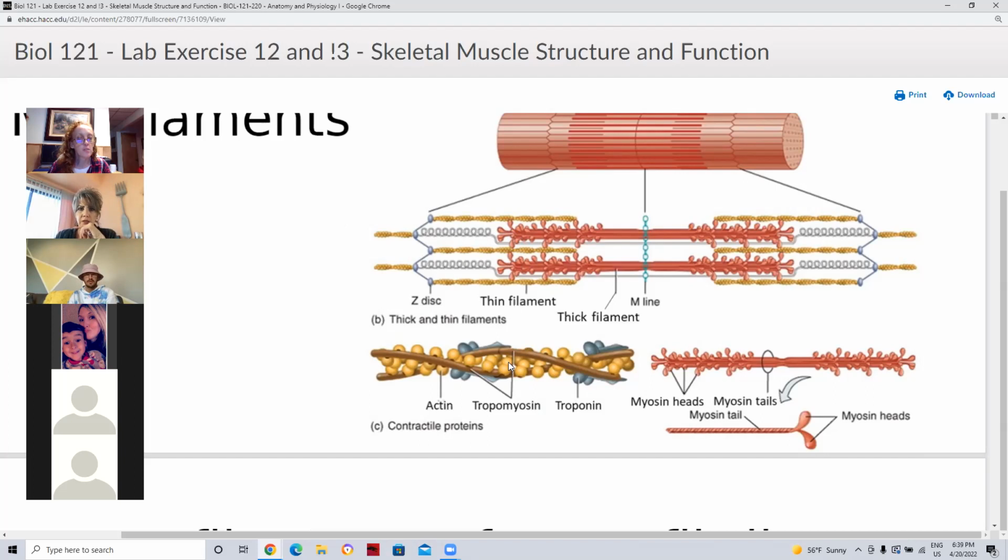Actin, like this picture depicts right here, is a double coiling of a globular strand. It looks like a string of pearls, a string of beads, doubled around one another, coiled around one another, with an additional coiling of tropomyosin, which is attached to troponin.